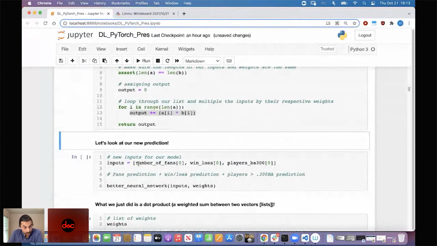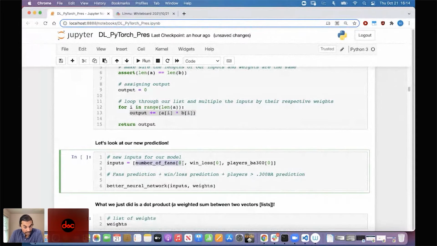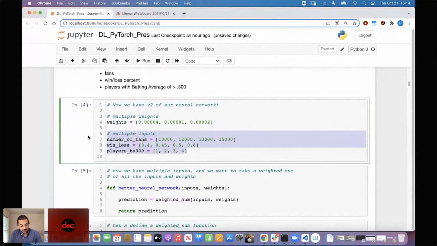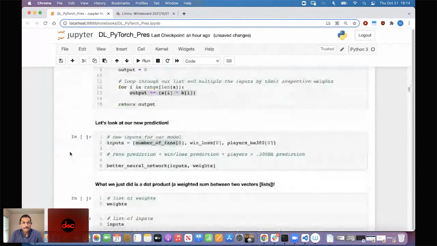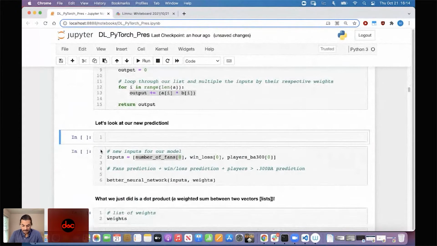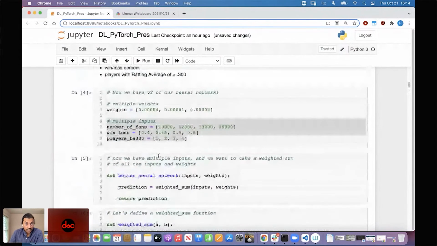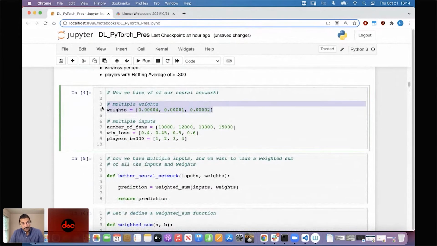Here are our inputs. We're using number of fans. Let's go back here and copy this so we don't have to keep scrolling. What we're saying in this very first instance is, let's take 10,000 fans, let's take a 40% win-loss, and let's take one player with a batting average of 1. And then where are the weights? The weights are going to be this.